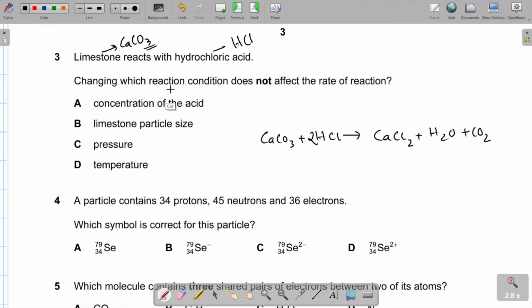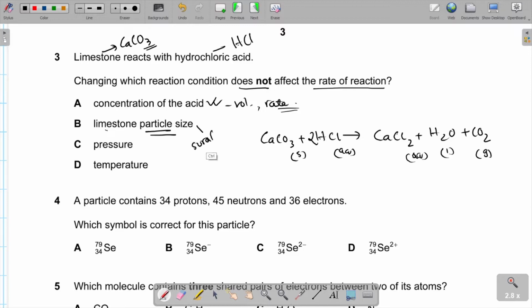Now, which change in condition does not affect the rate of reaction? We have a solid over here, we have an aqueous solution, we have a liquid, and we have a gas. Concentration of the acid, yes, it will affect the rate. It will affect the final volume of the products if the concentration of acid is changed. Limestone particle size, yes, this is going to be the surface area property of rate of reaction.